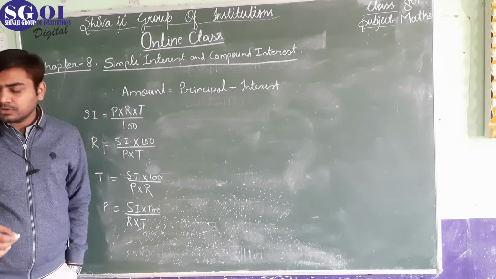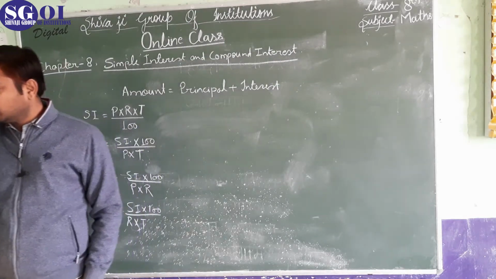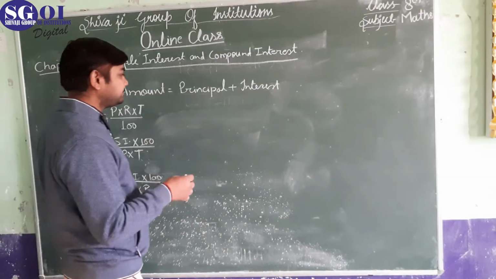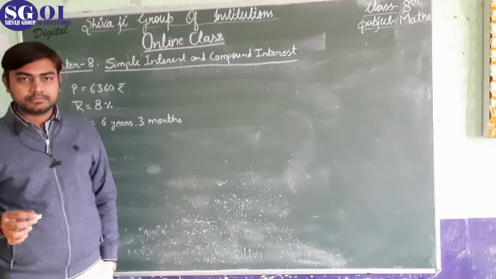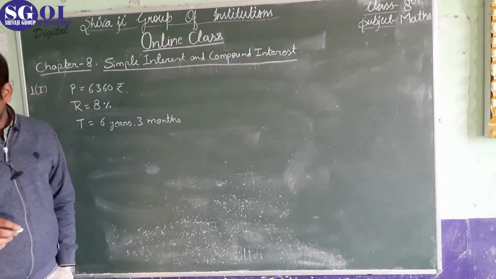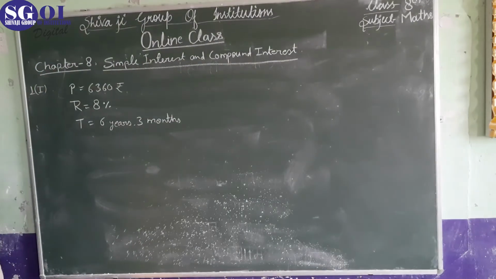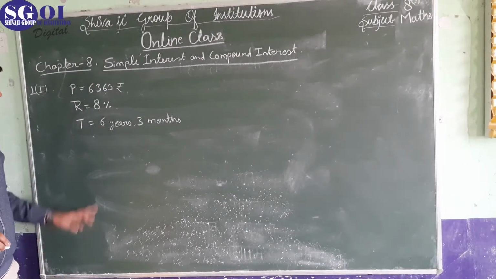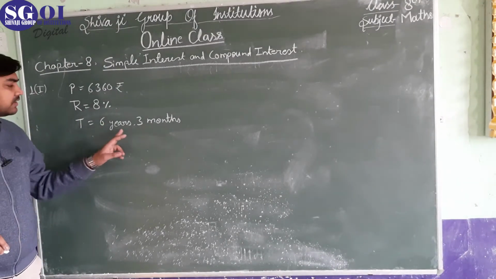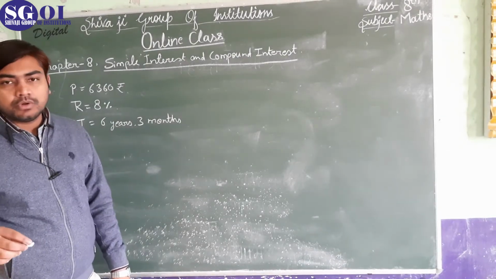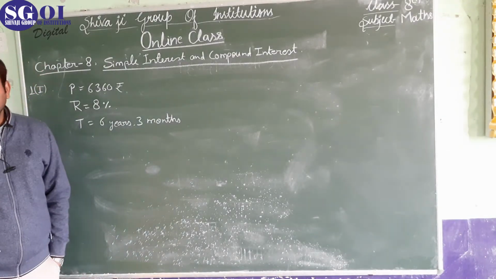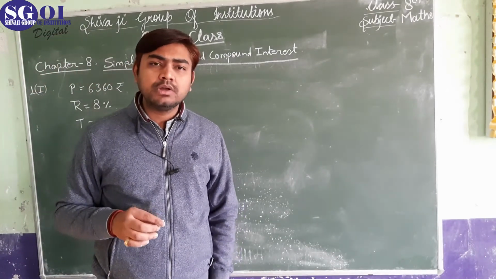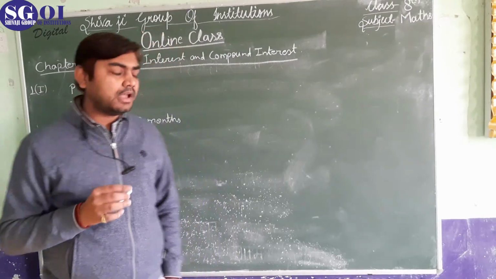Okay. Now we are going to do some exercise work. Let's come to the exercise. In our first question, the second part, the principal is given here. Rate of interest is given as 8% and the time duration is 6 years 3 months. It is asked to find out the simple interest and amount.